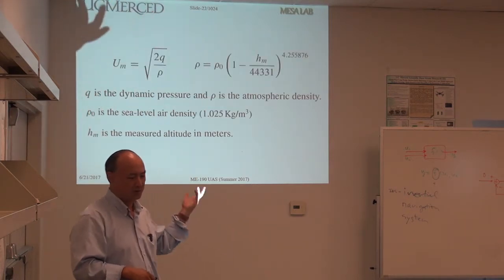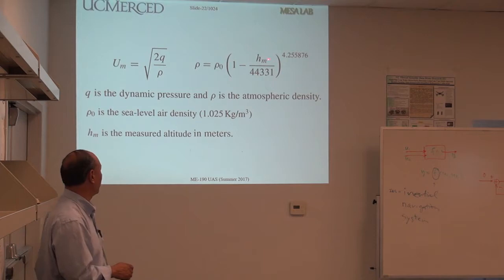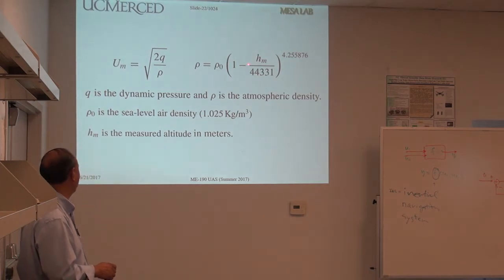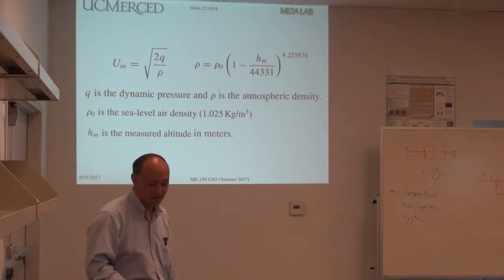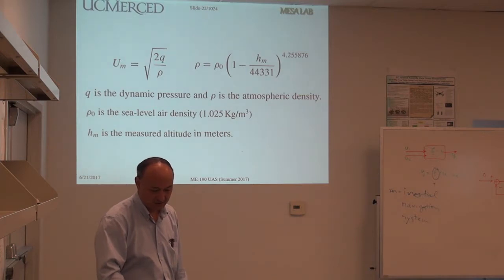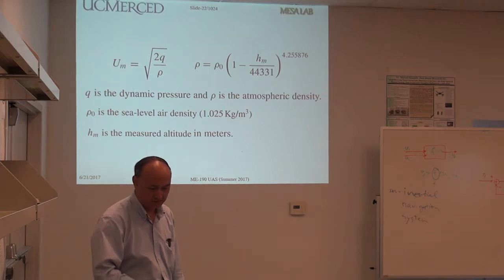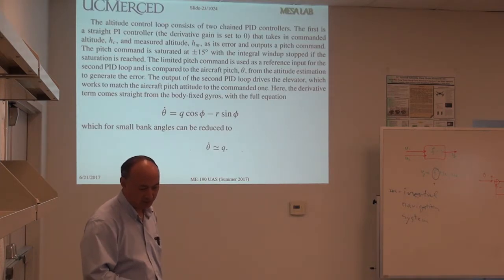So we talked about the air density is linked to the altitude, okay? The Q, dynamic pressure, rho the atmospheric density. So this is a measure, this is the actual airspeed. So let me go quickly.